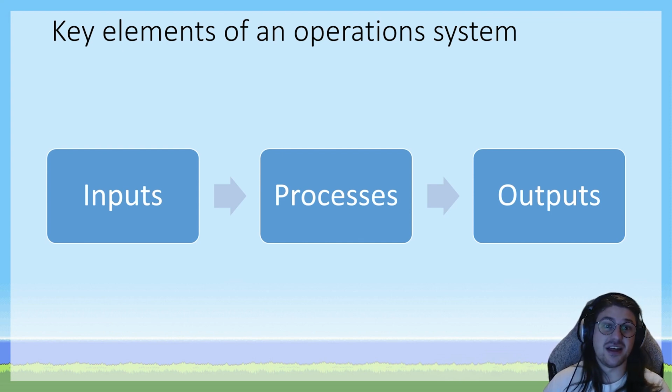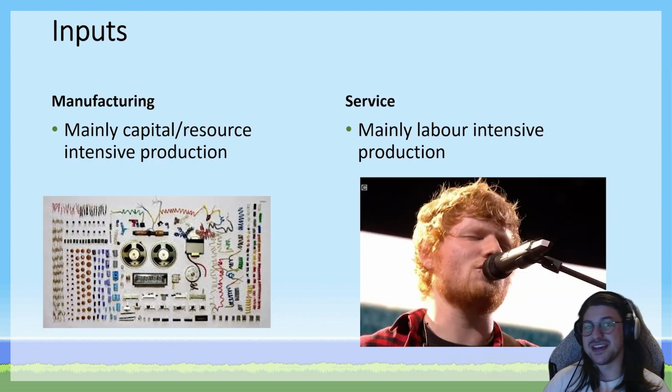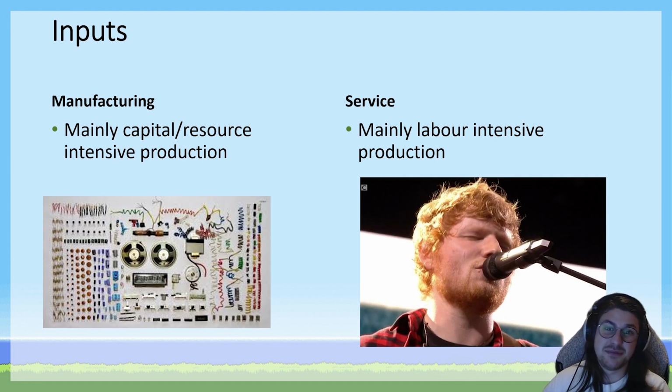The inputs are the components, the materials, the resources that your business needs to be able to do its core function. The outputs is whatever is produced by the core function, and typically that's what you sell to your customers. And the processes are whatever is involved in converting those inputs into your outputs. Now, one difference between the characteristics of manufacturing and service-based businesses might be from the inputs.